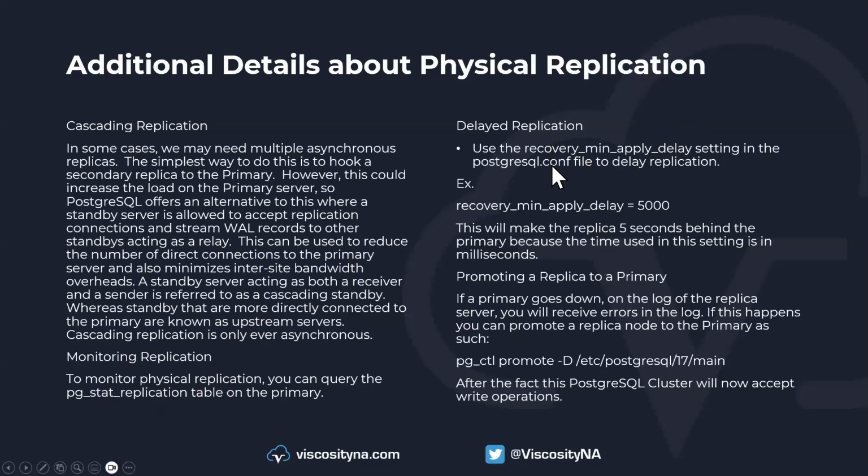There is also the option of delayed replication. You can set the recovery_min_apply_delay setting in the postgresql.conf file to delay replication. It is measured in milliseconds, so by setting it to say 5,000, you're setting up a 5-second delay. And then of course, if a primary server goes down, you can utilize the pg_ctl utility to promote the secondary. After doing so, your standby server, which previously would not accept write connections, would then accept write connections, and you could obviously point your application to that should something have happened to your primary.